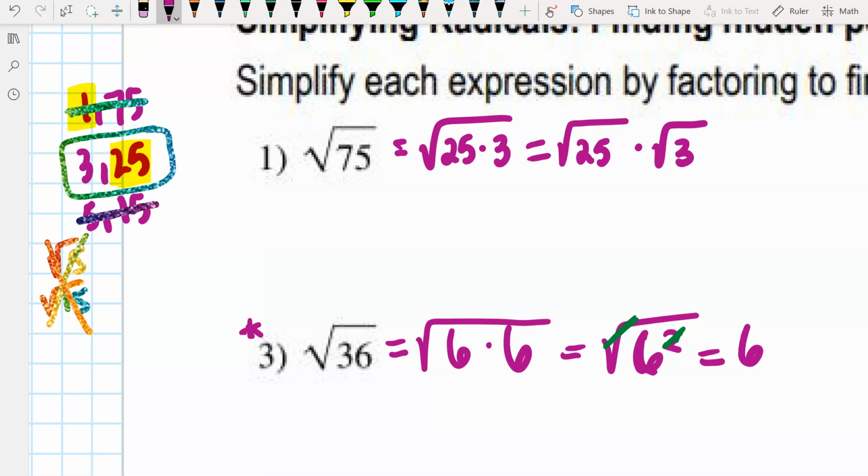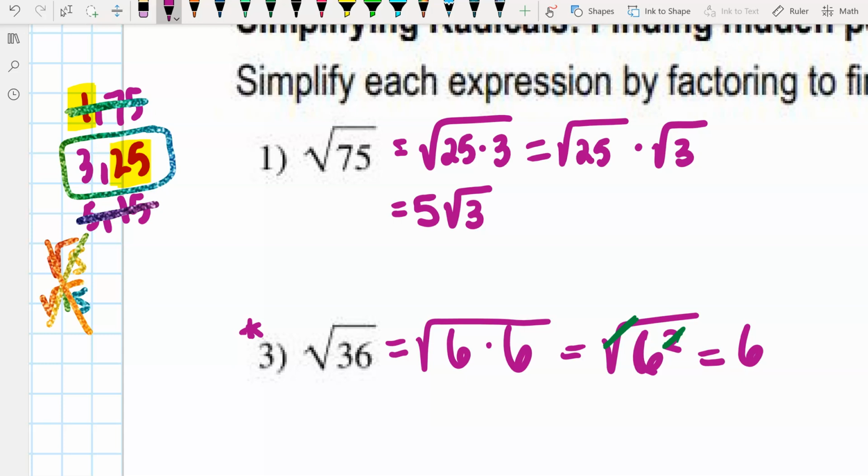Now we know the square root of 25 is 5 from our list. 3 is not a perfect square. If you took the square root of 3 in your calculator, you would get an irrational number. So we can't simplify that anymore, so we're just going to bring it down and put it next to the 5.